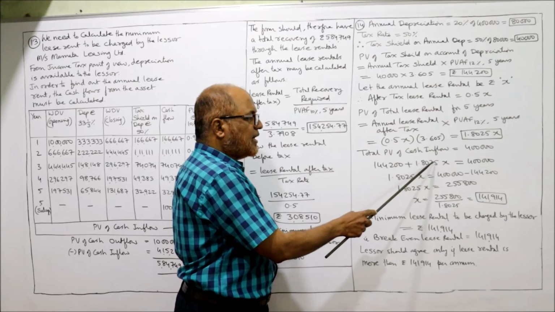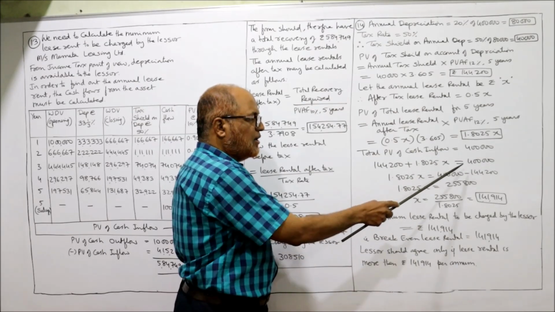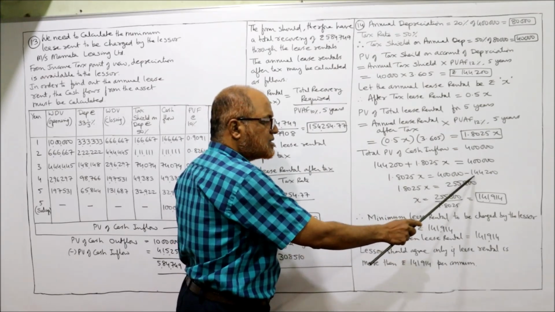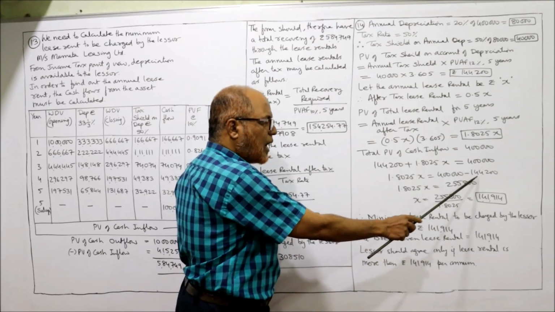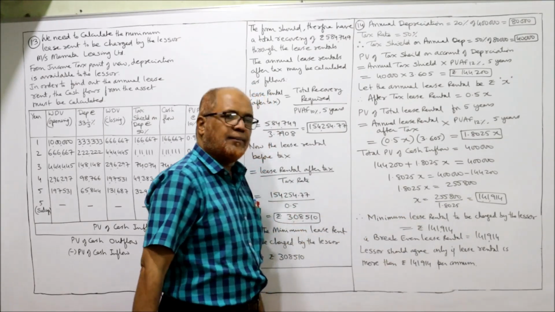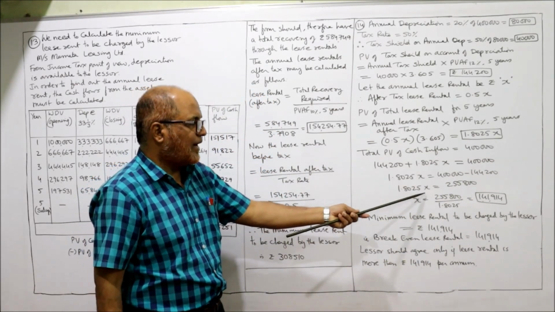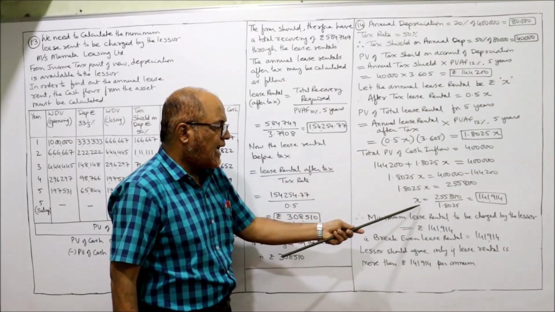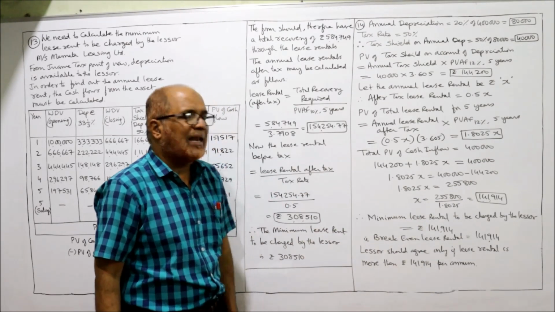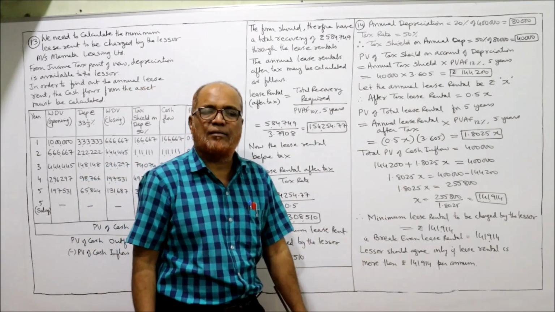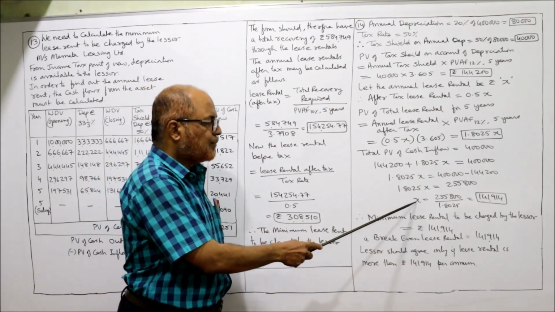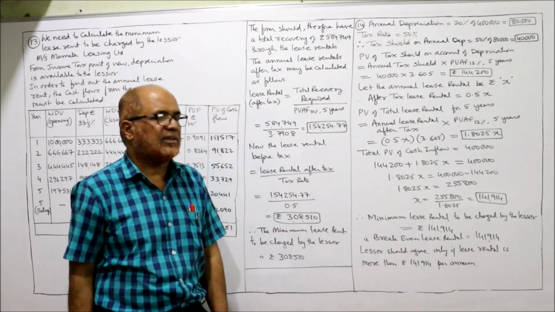Now keep 1.8025X on the left hand side. Taking 1,44,200 from the right hand side, it becomes minus. So 4 lakh minus 1,44,200 is 2,55,800. So 1.8025X is equal to 2,55,800. X is equal to 2,55,800 divided by 1.8025, which is 1,41,914. This is the X value.